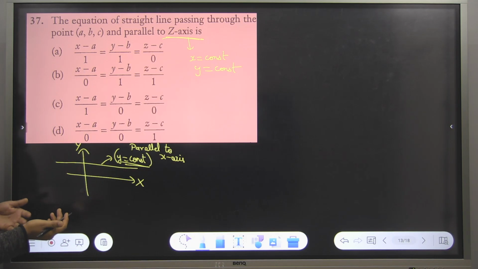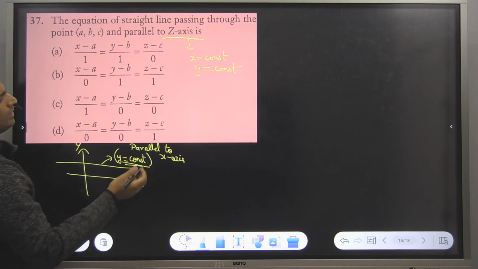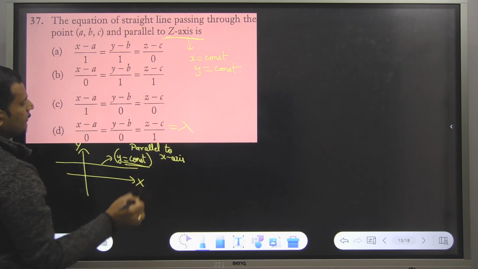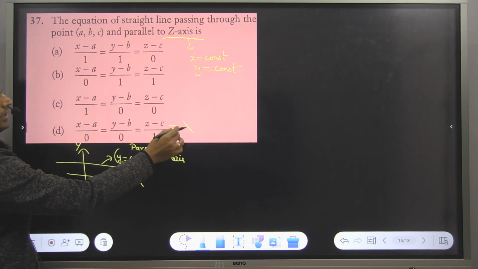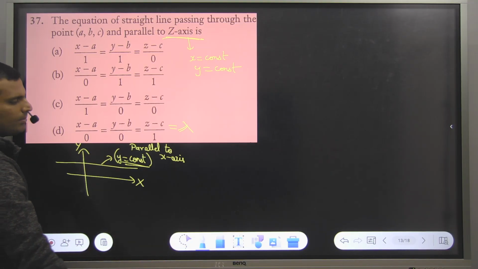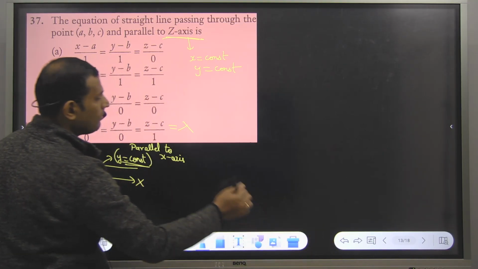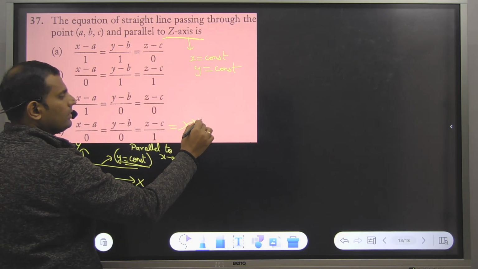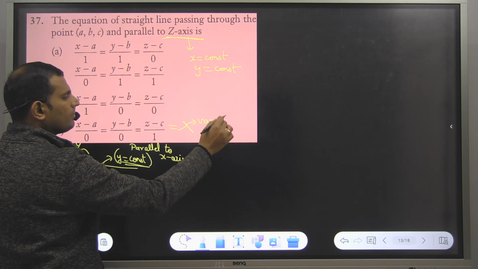So now if both have to be constant, if I equate this to lambda, is lambda constant or variable? What do you think, students? Lambda goes on, lambda is a variable. Okay, this is variable.